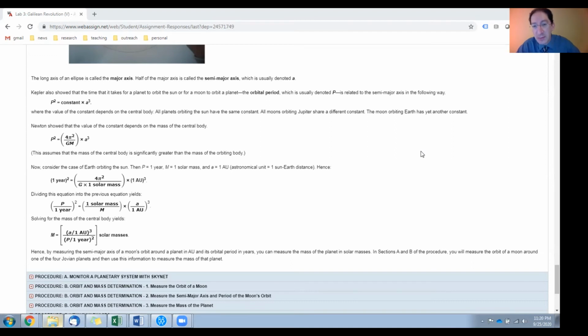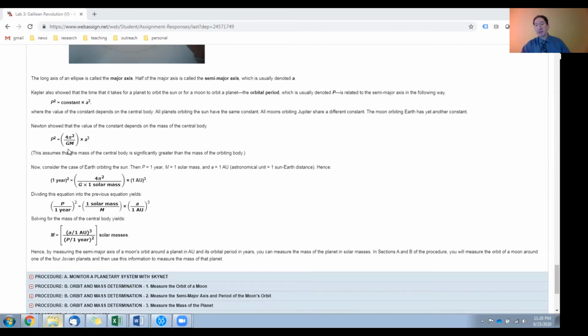And it wasn't until Newton came along and was able to derive Kepler's laws from first principles that he was able to figure out what this constant of proportionality is. And we see it right here. As long as the central mass dominates, like the mass of the sun is much more than the mass of the planets, and the mass of planets tends to be much higher than the mass of their moons, then that constant of proportionality is 4 pi squared over GM, where G is Newton's gravitational constant, and M is the mass of the central body.